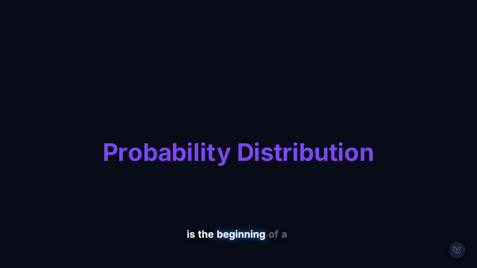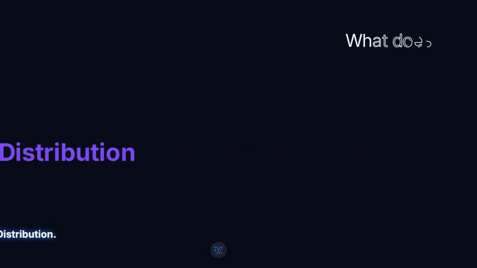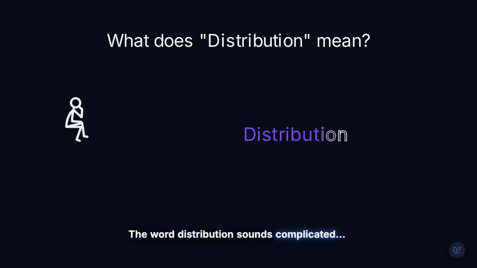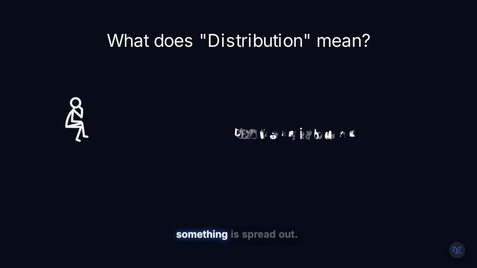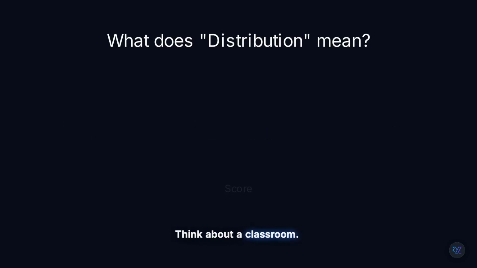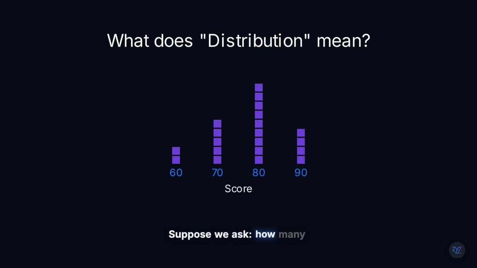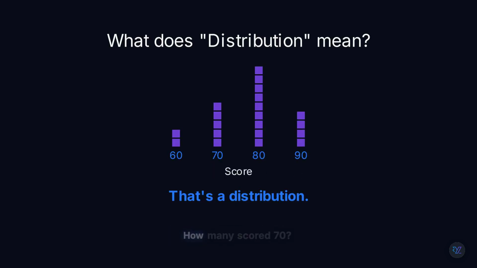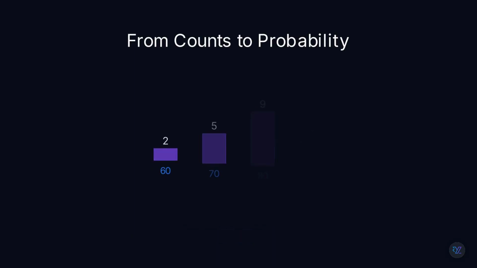That is the beginning of a probability distribution. The word distribution sounds complicated, but it simply means how something is spread out. Think about a classroom. Instead of asking, what's everyone's score? Suppose we ask, how many students scored 60? How many scored 70, 80, 90? Now we're not looking at individuals anymore. We're looking at how the scores are distributed. That's a distribution.